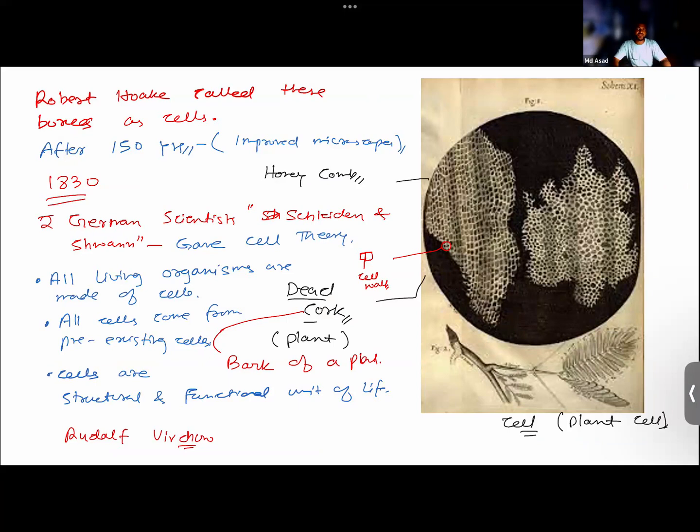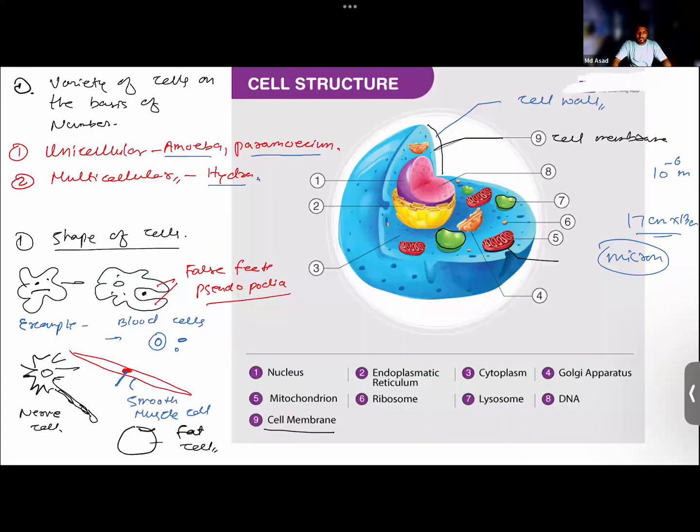Added to the cell theory and said that cells arise from pre-existing cells. All cells come from pre-existing cells. So cell theory basically consisted of three principles. What were they? This question is generally asked in the exam, so you have to prepare this one. What were the three principles of cell theory propounded by Schleiden and Schwann and then later modified by Rudolf Virchow?